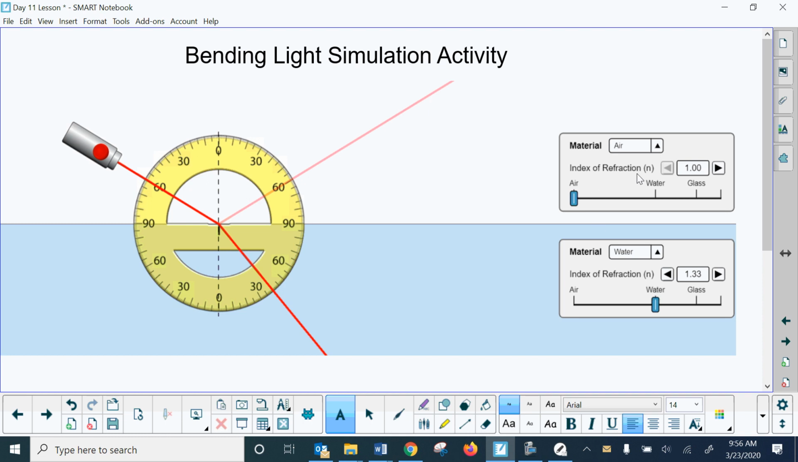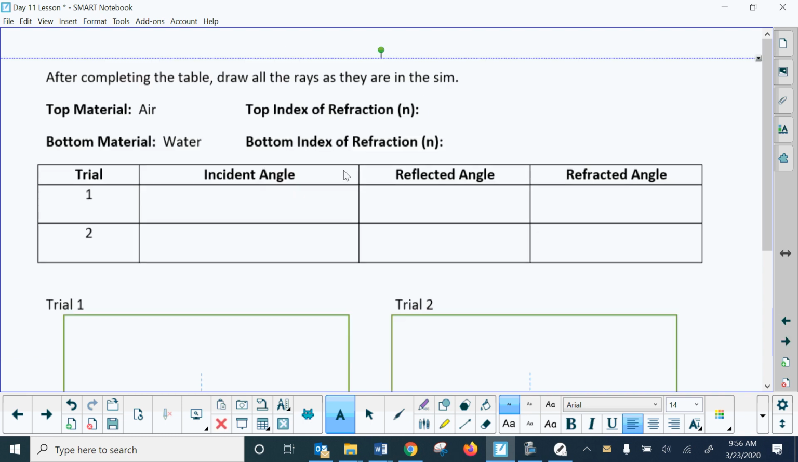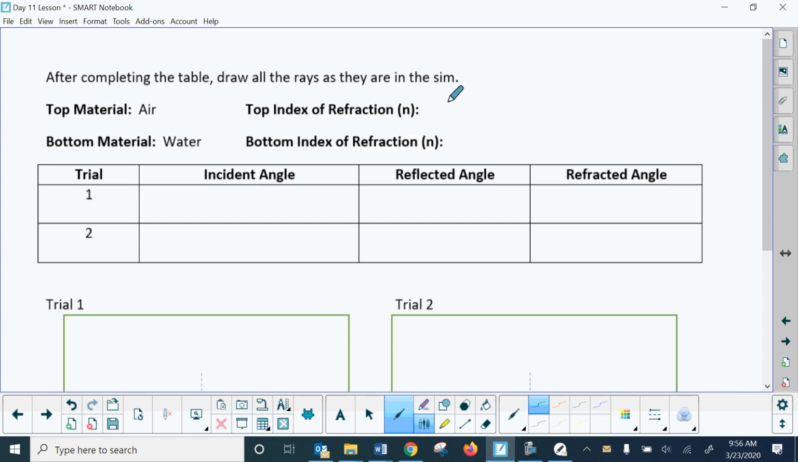So the index of refraction for air is 1, so you're going to write that in, and then the index of refraction for water, in this case, is 1.33. So you're going to fill in those up here, so you would just write in 1 for the top index and 1.33. Oh, that's really bad. I'll try typing next time. And then you're just going to pick your own incident angle. And you're going to measure the reflected angle and the refracted angle.